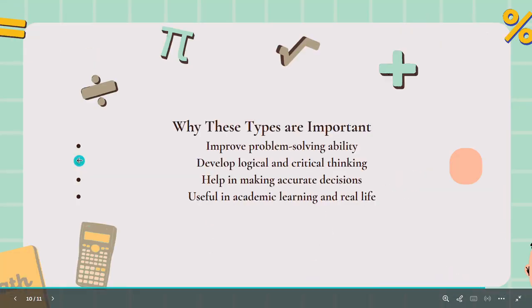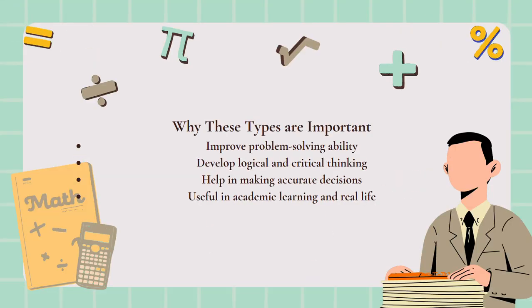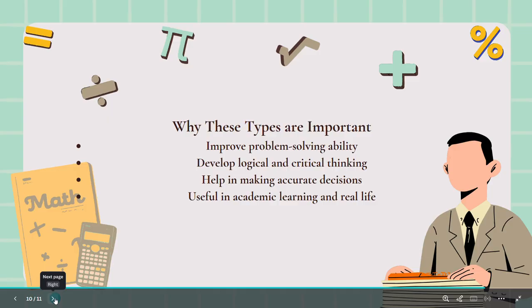So at last, we have completed the whole types of quantitative reasoning. There are five types, and these types are important to improve problem solving abilities in students as well as in humans. They develop logical as well as critical thinking and help in making accurate decisions rather than making false ones. Useful in academic learning as well as in real life applications. So we can see what the applications in real life are.